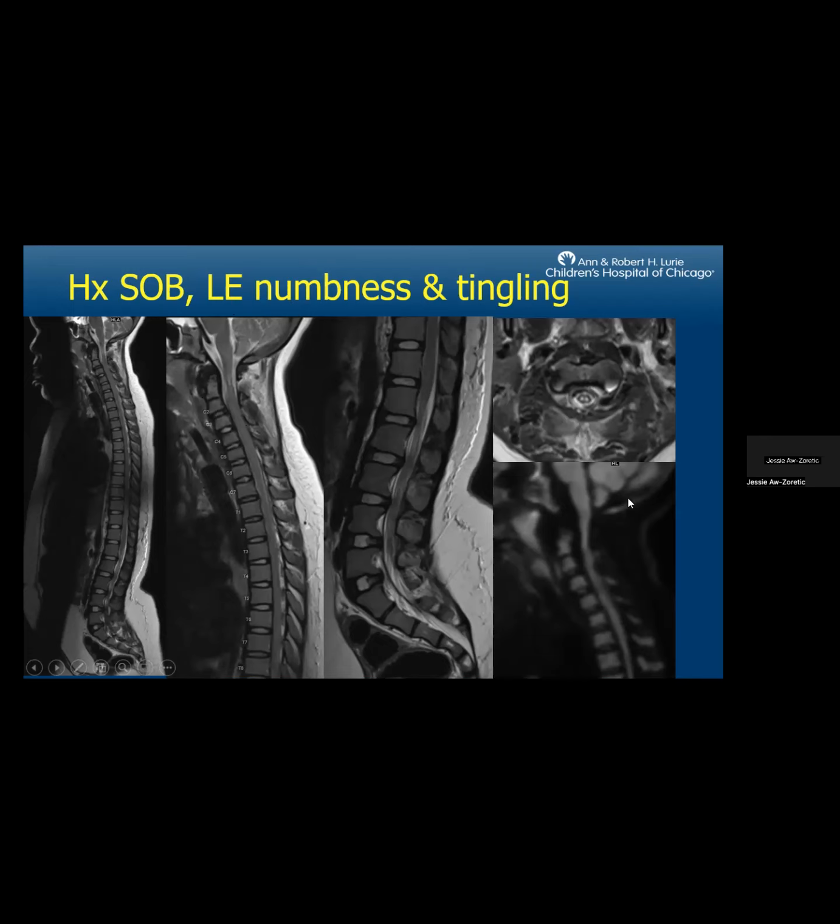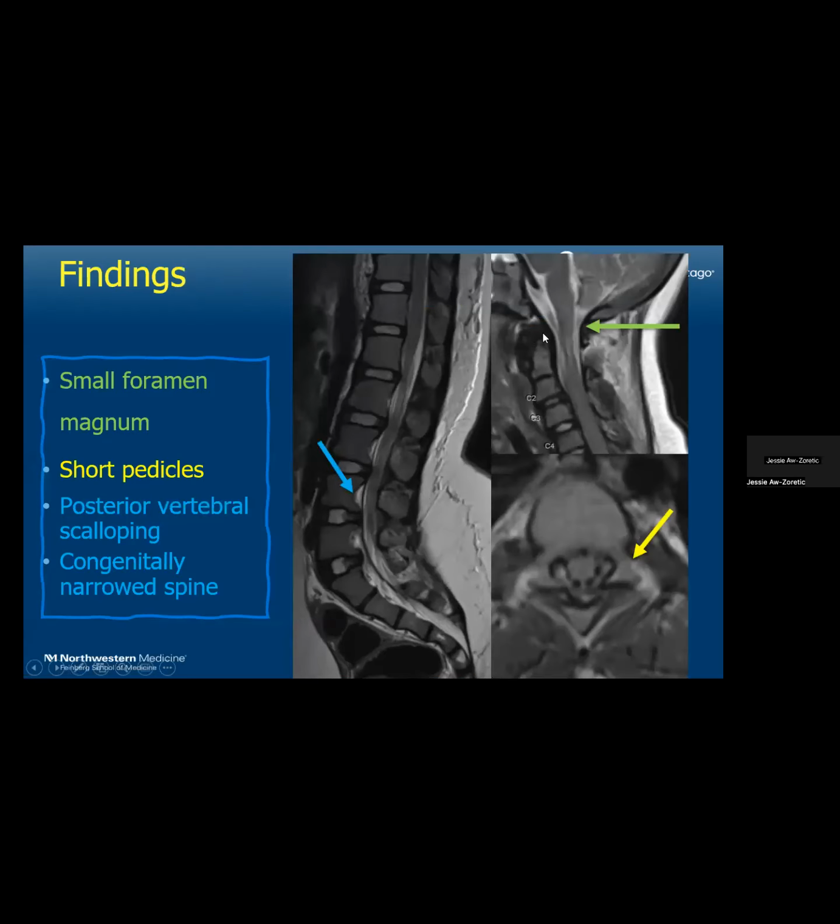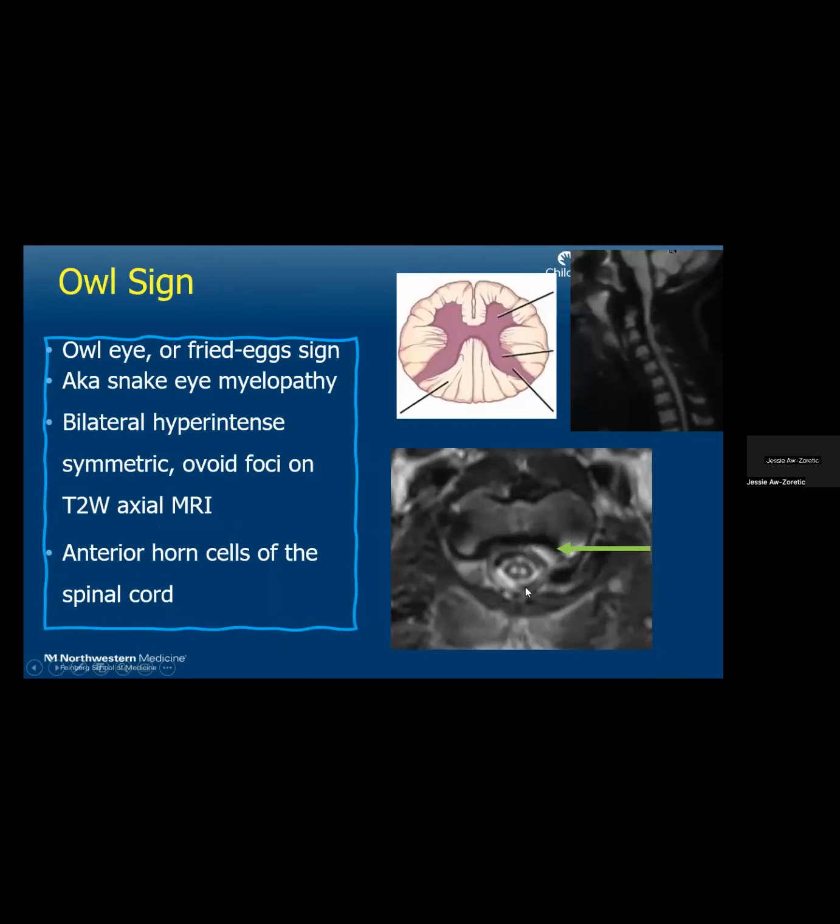They had a diffusion sequence to make sure, but this is a classic sign that we will talk about. You can see the abnormal intramedullary T2 signal. So we have a small foramen magnum, the short pedicles, then we have the posterior scalloping and that congenital narrowing, and that congenital narrowing is really marked here in the lumbar spine region. And then we have this abnormality in the cervical spine.